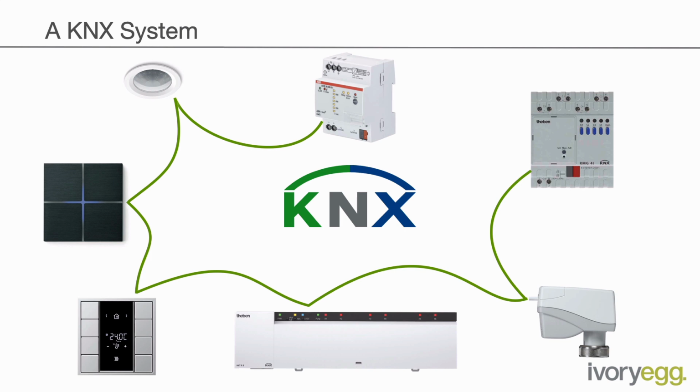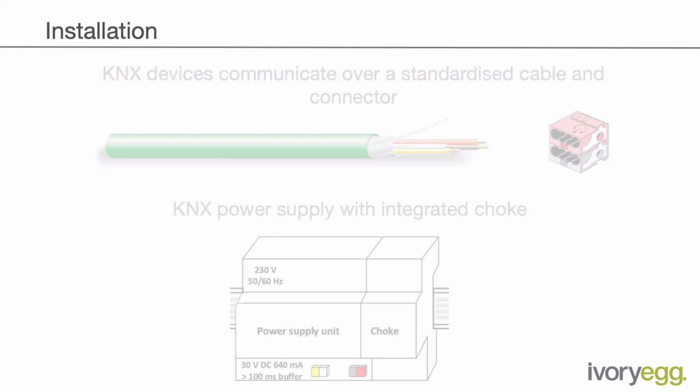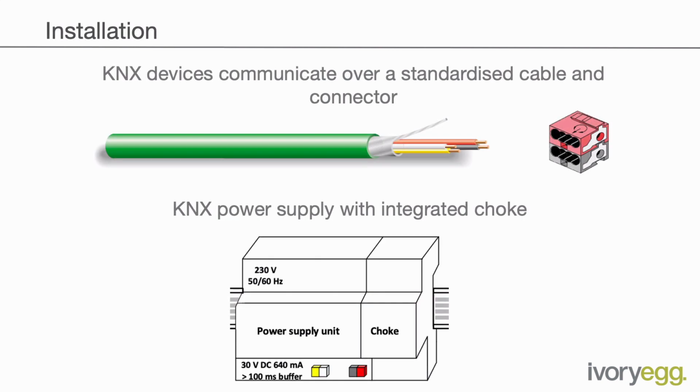So let's dig into the system a little bit more. There's a couple of different communication mediums. It can exist over IP, it can exist over RF, but the main KNX system that people recognize is a wired system. In a wired system, you have a pair of cables, a red and black, that powers the devices and also provides the communication.